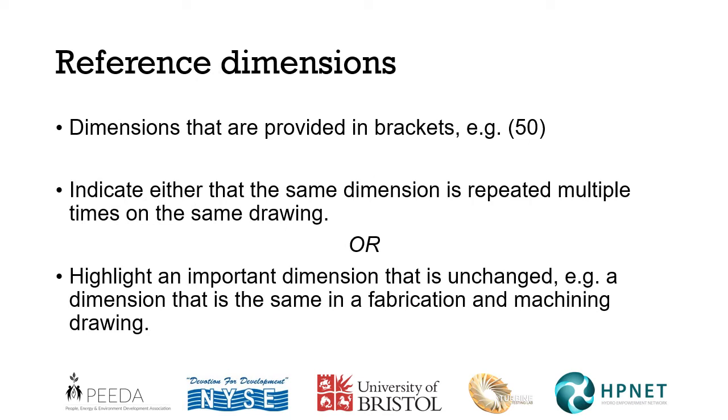In the drawings, you'll find some dimensions that are provided in brackets. These are called reference dimensions, and these are used either to indicate that the same dimension is repeated multiple times, or they highlight an important dimension that has come from elsewhere. So it might be that there's a dimension, say for example, thickness of material, that's the same in a fabrication and machining drawing, and in that case, we would put the dimension in brackets.